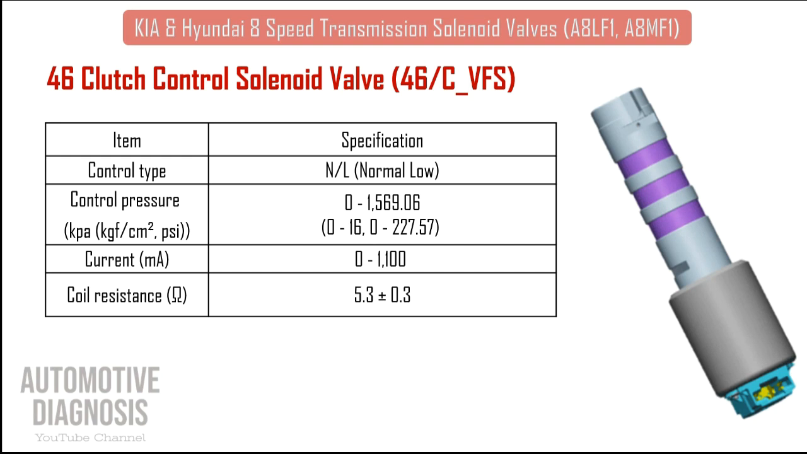But when high current is provided, this solenoid is going to provide the oil as well. As you see here, the current for this solenoid is 0 to 1100 milliamp. It means when something close to 0 amp is provided to this solenoid, nothing or very little oil is provided from this solenoid valve to the 4 and 6 clutch. But if high current is provided, this solenoid is going to provide the oil to the 4 and 6 clutch.